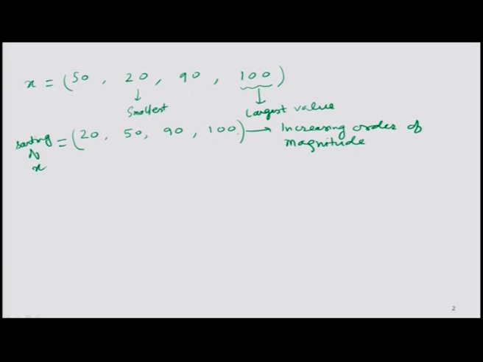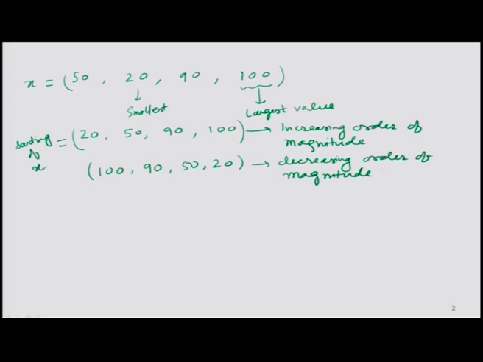Similarly, this sorting can be in the reverse order also. That means the largest value at the first position, say 100, then the second largest value, that is 90, then the third 50 and the smallest value, that is 20. In this case, we are trying to arrange the data in the decreasing order of magnitude. So, this is called sorting.